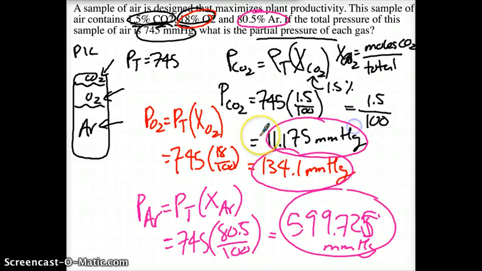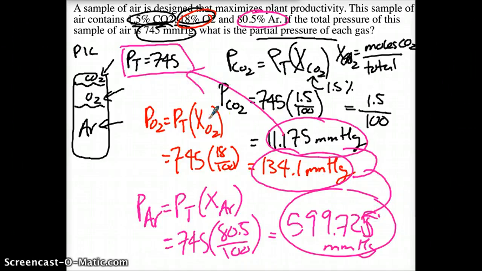You should be. But I want to think about how could I check if my answer is right. Well, I know that the total pressure is always equal to the sum of the partials. So if I add up 11.175, 134.1, and 599.725, I better get this number.